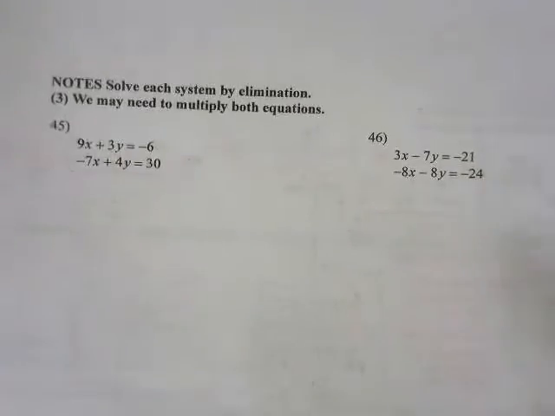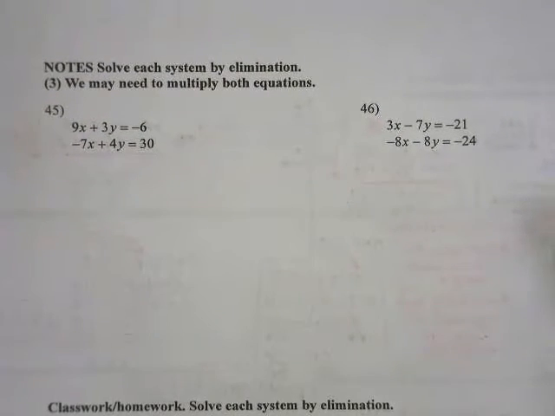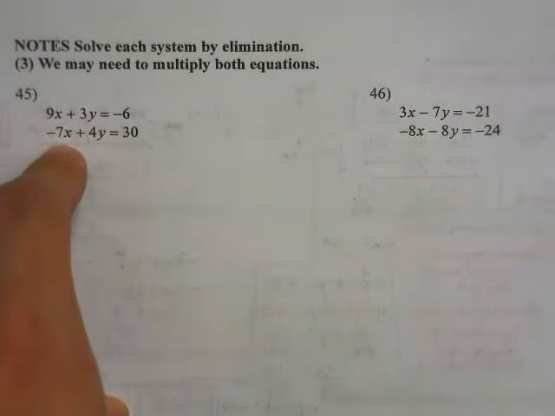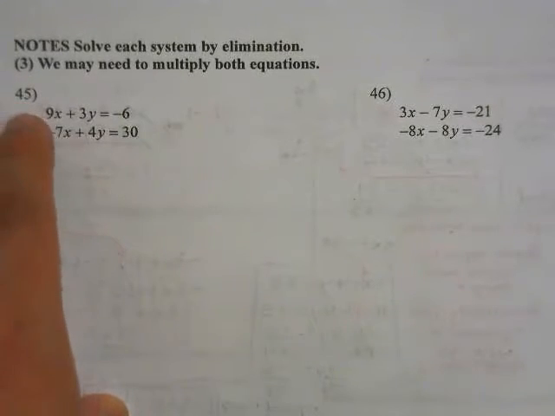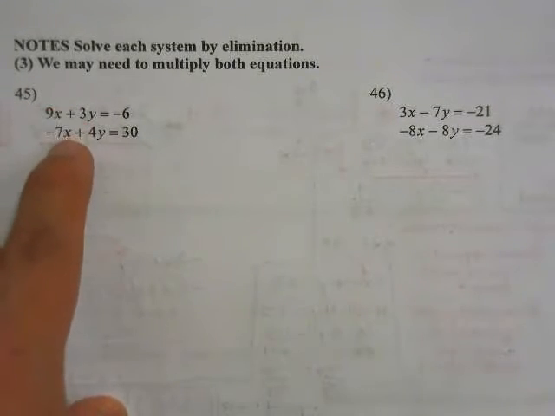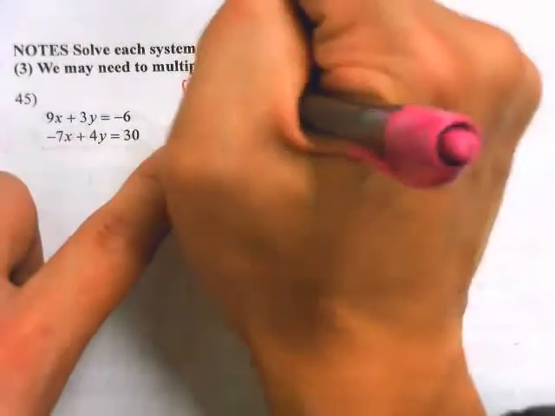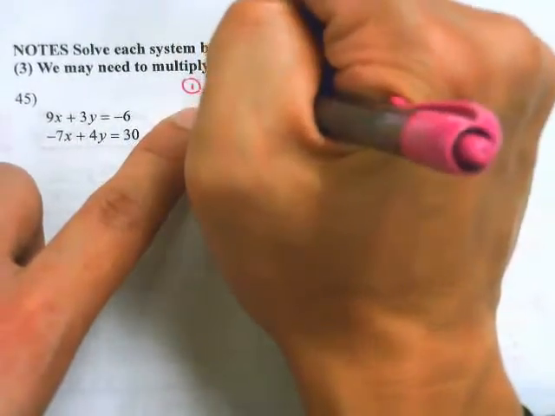Okay. So for number 45, starting at 45 and 46, it actually does not matter what variable you target this time around. Because if you take a look at these variables, these are not even close to each other at all. 9, -7, 3, and +4. So we can actually target any variable you want. So I'll put this on step number 1, target any variable.